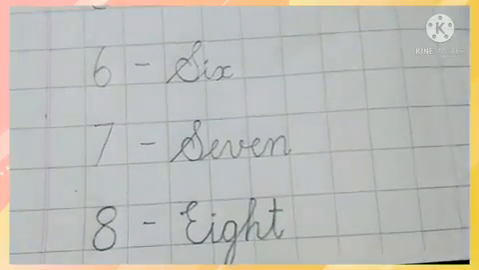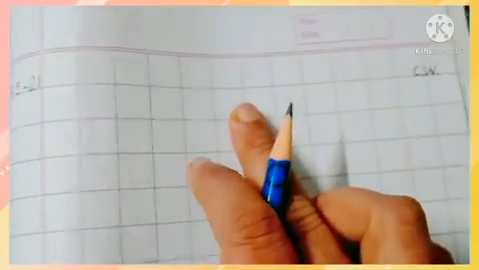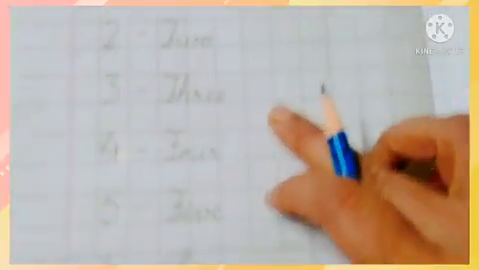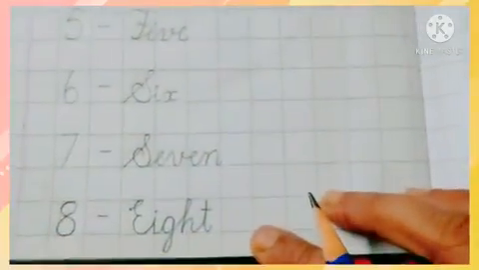After 8, children, you have to complete your work from this page. From next page you have to write 9 and 10, rest of the 2 numbers. We will write here 9 and 10 on the next page. See, this is your previous page where you have written 1 to 8. Then after that 9 and 10 we will write here on this page.